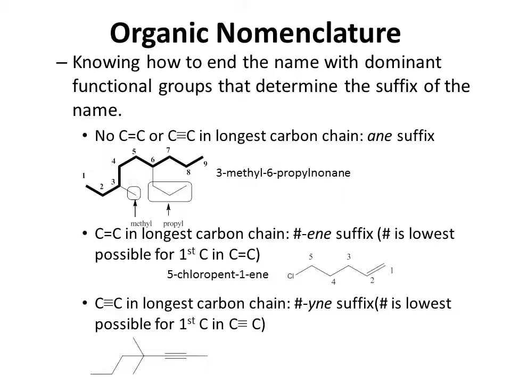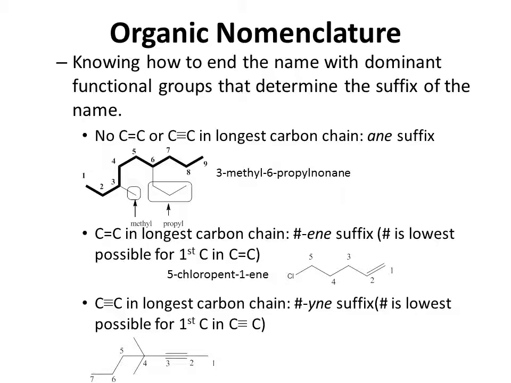If there is a carbon-carbon triple bond in the longest carbon chain, then we use a numerical designation for the position of the C triple bond C, followed by yne, Y-N-E. Again, we want to use the lowest possible number for C triple bond C. So in the example shown, we number from right to left, and C triple bond C will start at position 2. We also have 2 methyl groups at position 4.